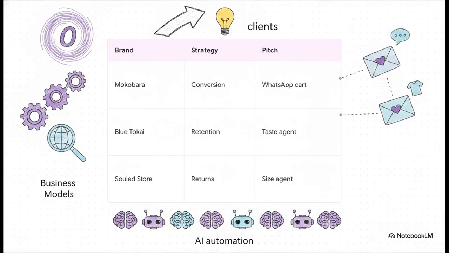Of course, once you have a business, you need clients. Take a look at how Opal handles B2B workflows. It was given 3 distinct Indian brands. Opal dynamically researched each brand's unique business model on Google, and then it drafted hyper-personalized cold outreach emails for them. Mokobara was pitched WhatsApp cart recovery, Blue Tokai got a taste profiling agent, and the Sold Store got a size and fit AI agent to help reduce returns. All completely automated and all perfectly tailored to each specific brand.